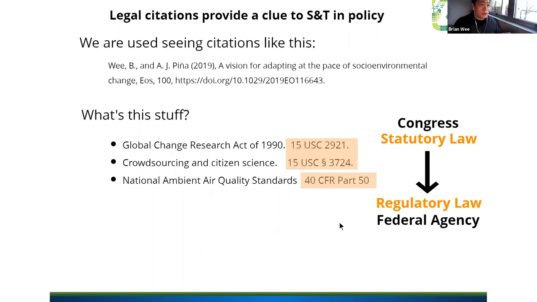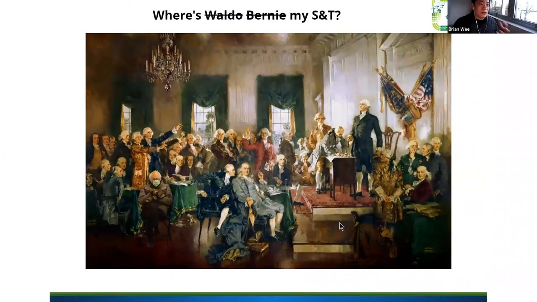So it's very important, if you want to know where your science is, which is why I chose this illustration of the recent craze over Where's Bernie. Of course, Bernie is right here, right? So Where's Waldo has evolved, for me, into Where's Bernie, and where's my S&T, science and technology?